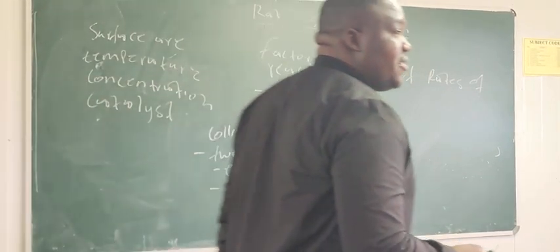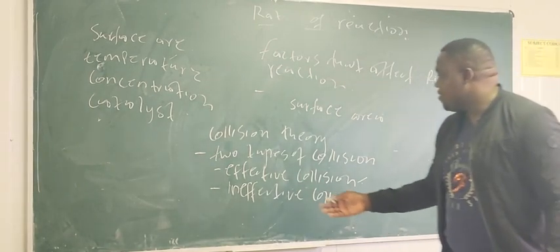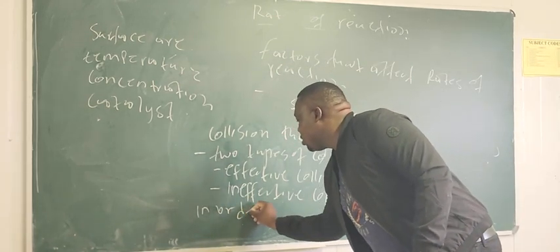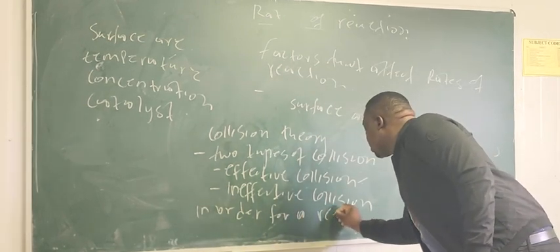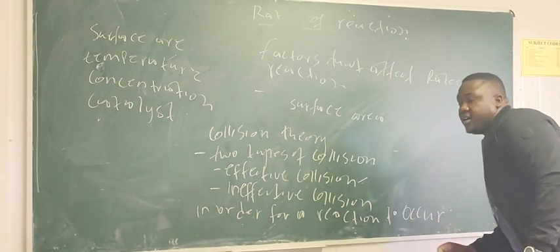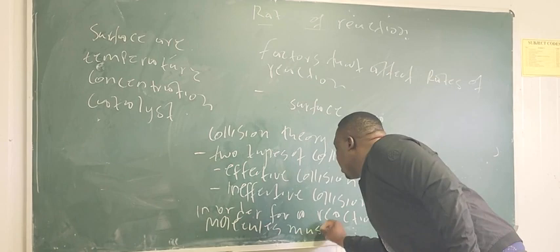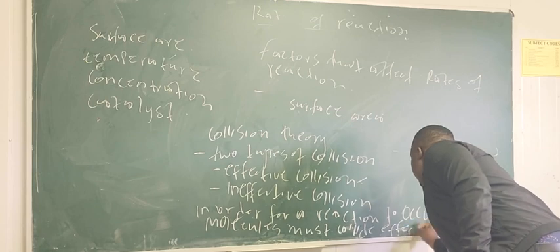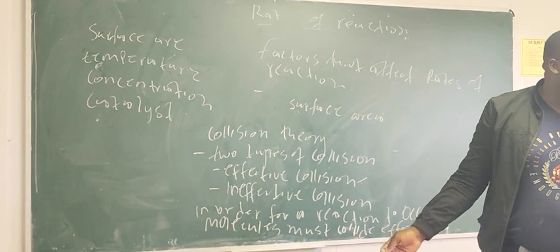You see this thing of effective and ineffective collision, right? Collision theory just talks about that. The last statement we can say: in order for a reaction to occur, molecules must collide effectively, right? So it means if the rate of reaction is low, molecules are not colliding effectively.